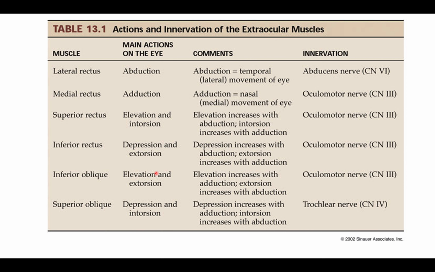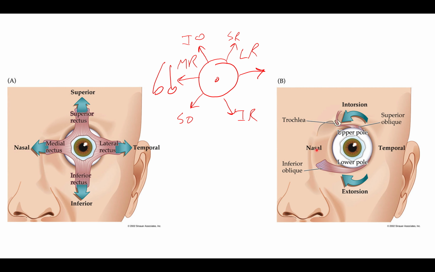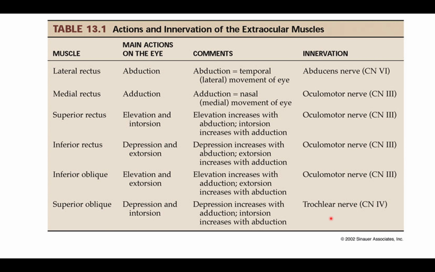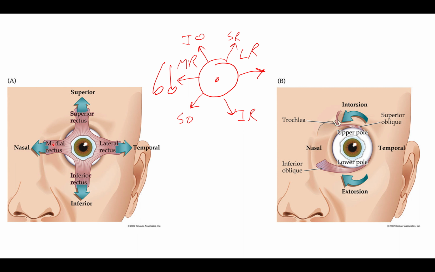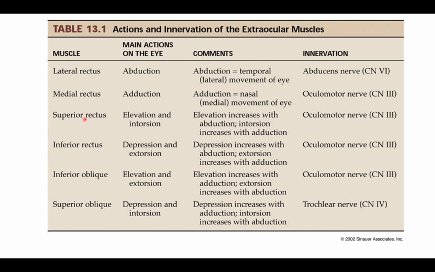And then the superior oblique, which moves the eyeball down with intorsion. This is innervated by the trochlear nerve, which is cranial nerve number 4, and the other muscles are innervated by the oculomotor nerve. So medial rectus, superior rectus, inferior rectus, and inferior oblique, right? Medial, superior, inferior, and inferior oblique.